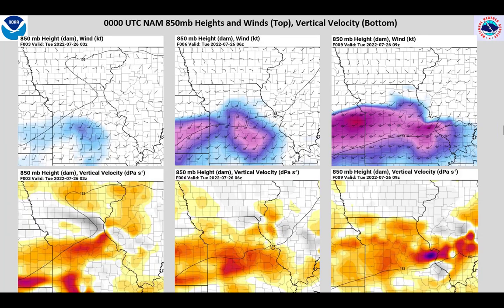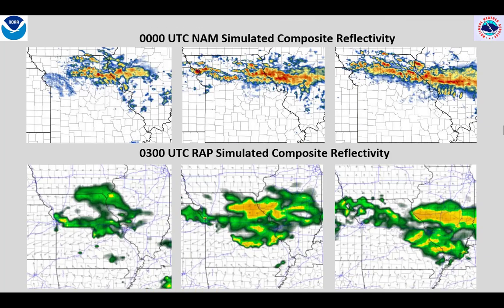Here's the 850 millibar forecast from the 0Z NAM, showing the same thing with a band of intense lift along the I-70 corridor, likely responsible for the convective initiation that's occurring. The 0Z NAM shows a training band of convection where the watch is located across the northern part of Missouri, well north of the I-70 corridor. The 3Z RAP focuses heavy rain there as well, but also hints at a band closer to I-70.